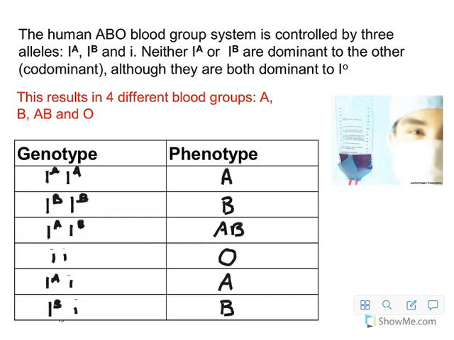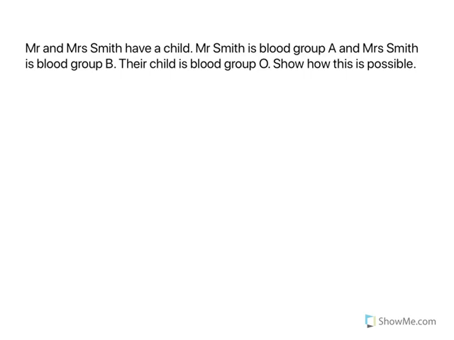Now let's try applying this information in a question. So here we have Mr. and Mrs. Smith have a child. Mr. Smith is blood group A and Mrs. Smith is blood group B, so those are their phenotypes. Their child is blood group O. Show how this is possible.